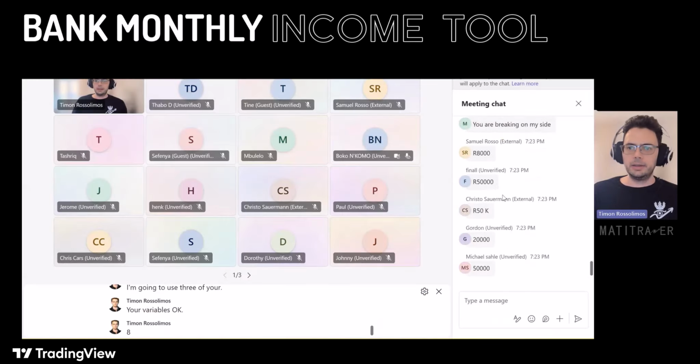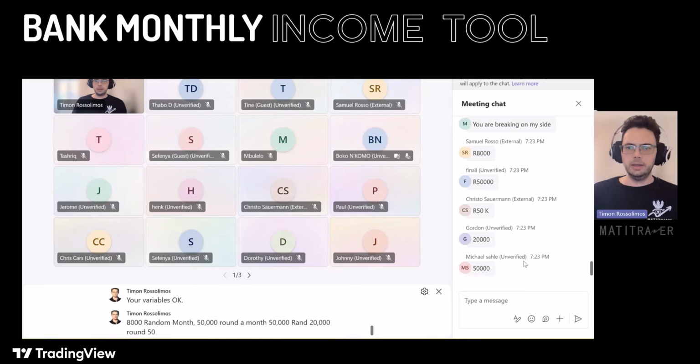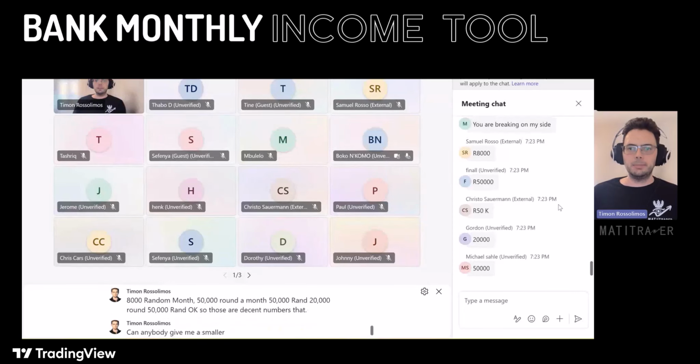8,000 Rand a month, 50,000 Rand a month, 20,000 Rand. Okay, so those are decent numbers. Can anybody give me a smaller number that they want to bank a month?